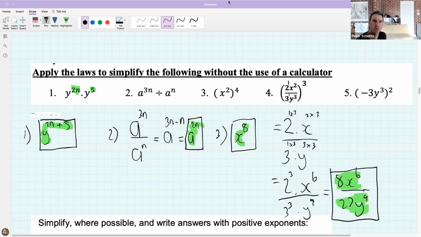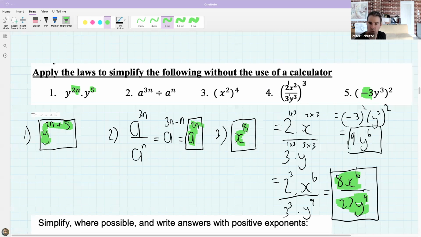And what about 5? What's the answer going to be for 5? The only thing I think will catch people is the -3. Because remember, the -3 is being squared. And what does that mean? It means -3 times -3. So another way of maybe seeing it is like -3 squared y to the 3 squared, which gives you 9 y to the 6. You should have that.